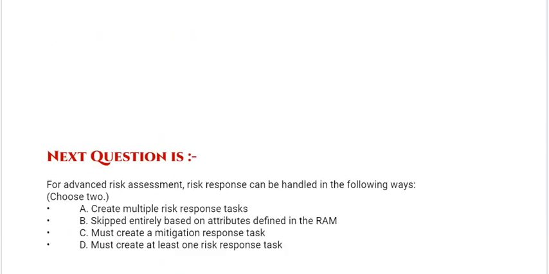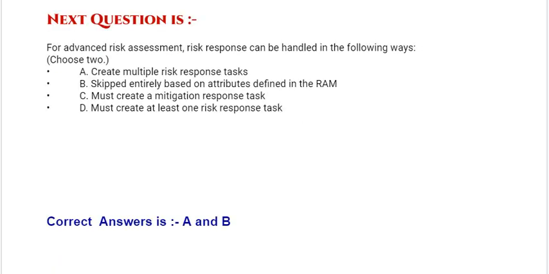Next question is, for advanced risk assessment, risk response can be handled in the following ways. Choose two options. Option A, create multiple risk response tasks. Option B, skipped entirely based on attributes defined in the RAM. Option C, must create a mitigation response task. Option D, must create at least one risk response task. Correct answer is option A and option B.